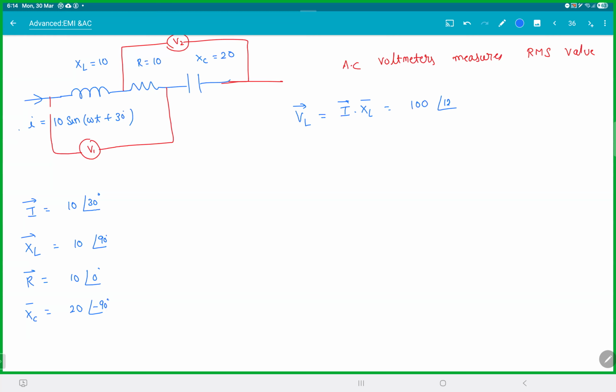So as a function of time t, this simply means 100 sine omega t plus 2 pi by 3. That is your voltage as a function of time t. Makes sense? You just finish off like that. You want VR bar, which is I bar dot R bar. So that would be 10 times 10, 100, angle 30. So this will be 100 sine omega t plus 30.